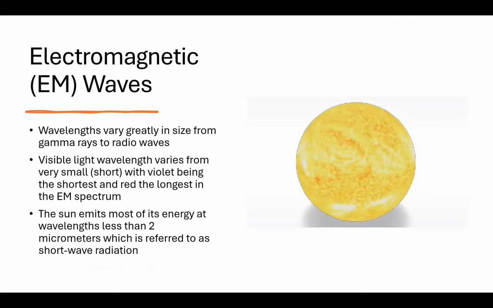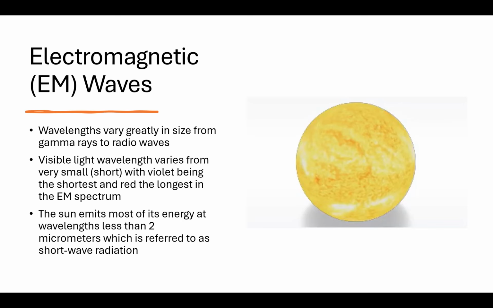Okay, so let's continue on with our discussion here. We know what electromagnetic waves are, and we know what a wavelength is. One thing we need to understand is these wavelengths are going to vary greatly in size, from gamma rays all the way to radio waves. There's something that's known as the EM spectrum, the electromagnetic spectrum, and on one end are very intense short wavelength type waves. On the opposite end, we have very long wavelength type waves.